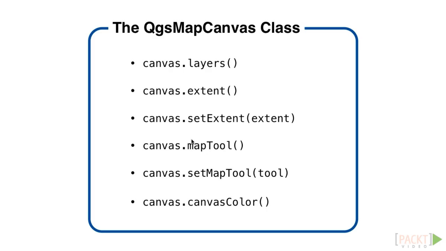Now, a map tool is an object that lets the user interact with and manipulate the contents of the map canvas. The mapTool method here lets you retrieve the current map tool, and the setMapTool method lets you switch to a different map tool. We'll look at map tools in more detail shortly. Finally, the canvasColor method is used to set the background color used to draw the canvas before the map layers are drawn. This can be used to set a background which appears behind the map layers.